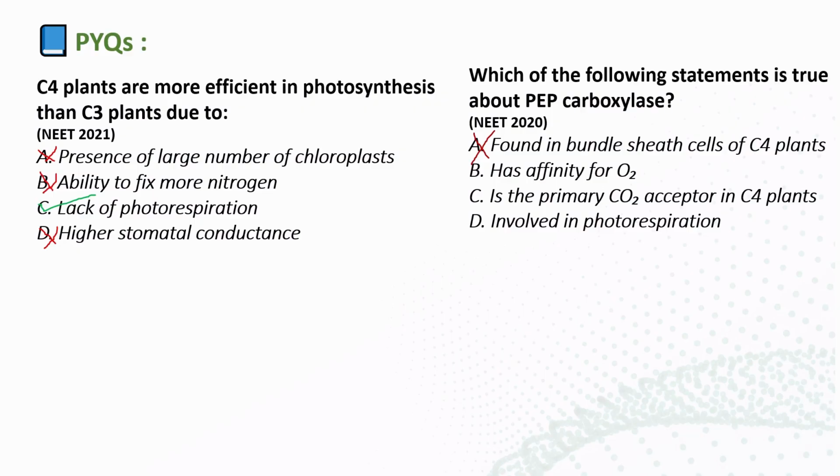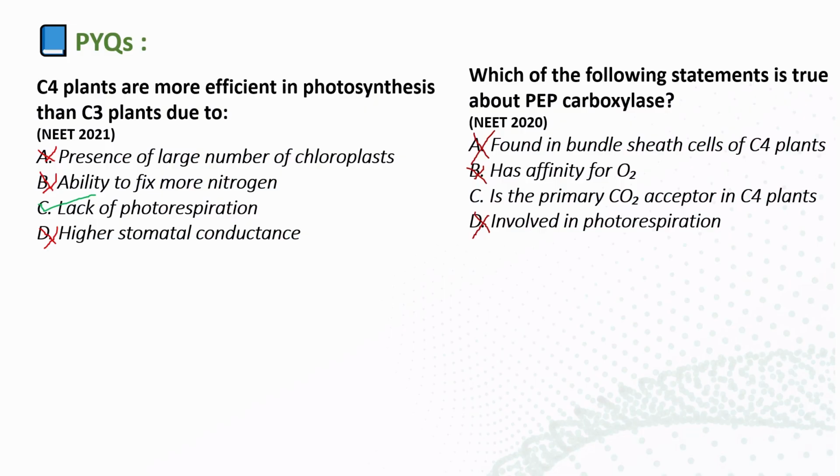Obviously it is the primary CO2 acceptor, and it is true. Whereas the option that it is involved in photorespiration, it is not involved in photorespiration, so this is not the correct answer. And it does not have affinity for O2. Why? Because phosphoenolpyruvate carboxylase fixes the CO2 itself, not oxygen. So this is also not the right answer.